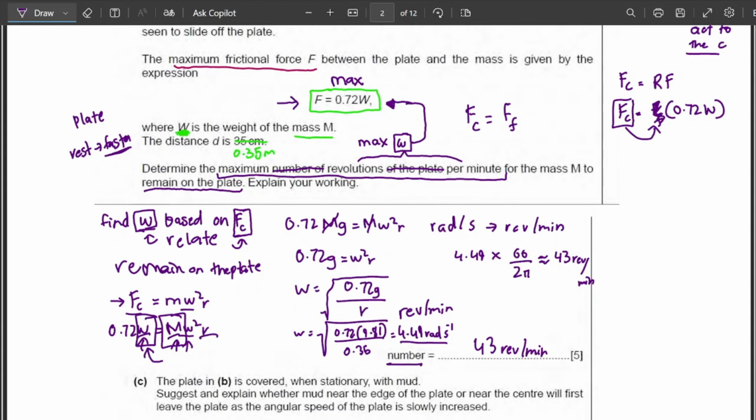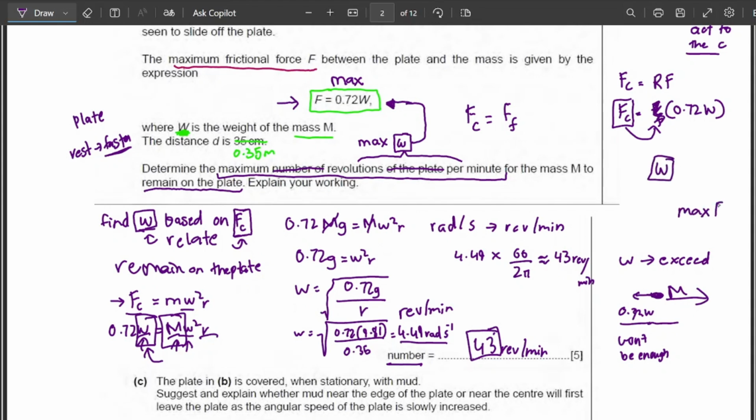Now remember, what's going to happen if you exceed this number? The moment you exceed this number, the maximum centripetal force, this 0.72 W, won't be enough to keep that mass m in circular motion. So if the mass gets a higher omega than this, if you keep on speeding up the plate, then the mass is just going to fly off. So what did we do again? We found the maximum omega that was possible with the maximum centripetal force that we had available to us. That's all we had to do in this problem.